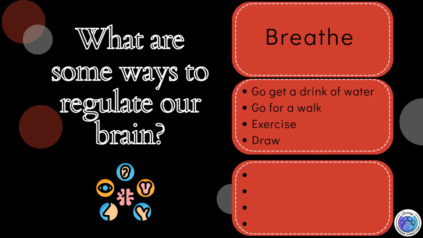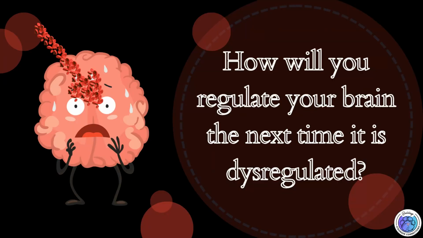What are some other ways that you can regulate your brains? Besides breathing, go get a drink of water, go for a walk, exercise, draw. Obviously, like I said, when you're in the classroom, sometimes we cannot disrupt the teacher while they're teaching. You need to find something that you can do at your seat that's going to help you to regulate your brain, until you are allowed to talk to a counselor or to go out for a drink of water or just to catch your breath in the hallway, if allowed. How will you regulate your brain next time it is dysregulated?